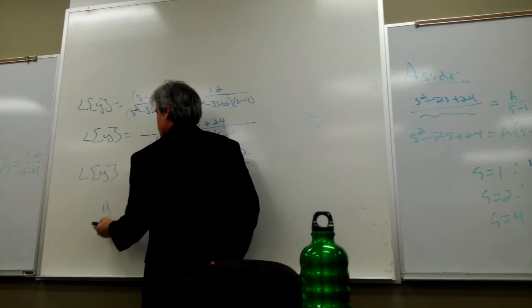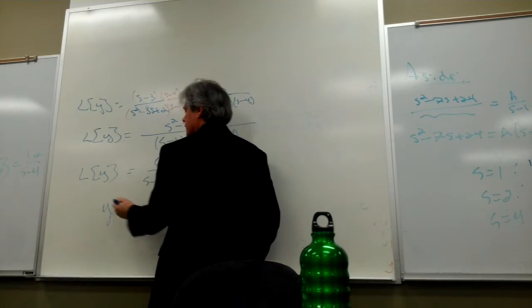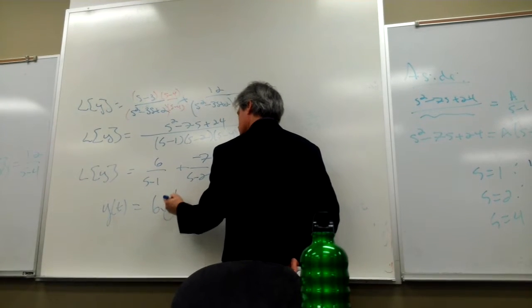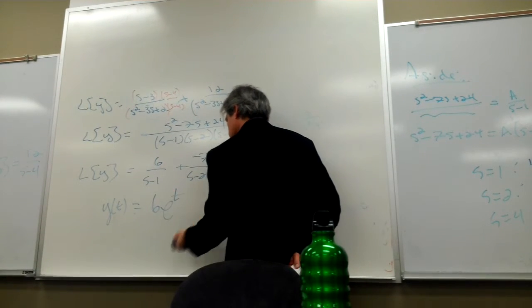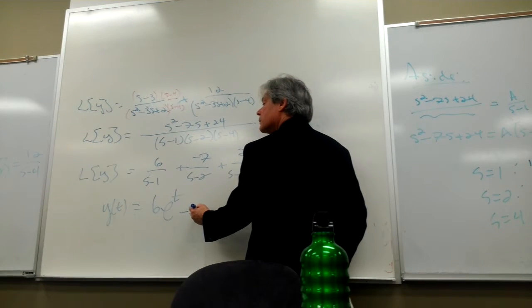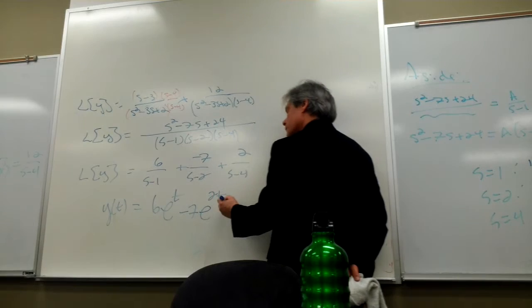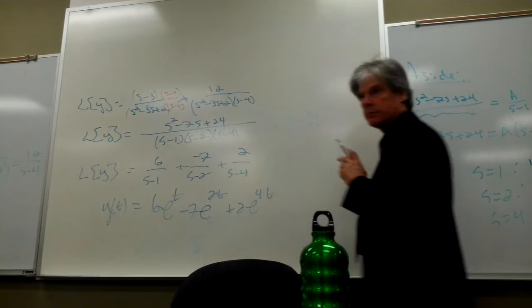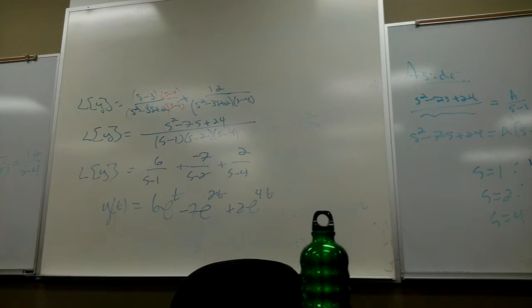So when I do indeed inverse Laplace both sides, my final solution is going to be nothing more than 6 e to the negative... you could take 6 e to the t, minus 7 e to the 2t. Got it. Plus 2. Very nice. I'm happy. Are you happy?